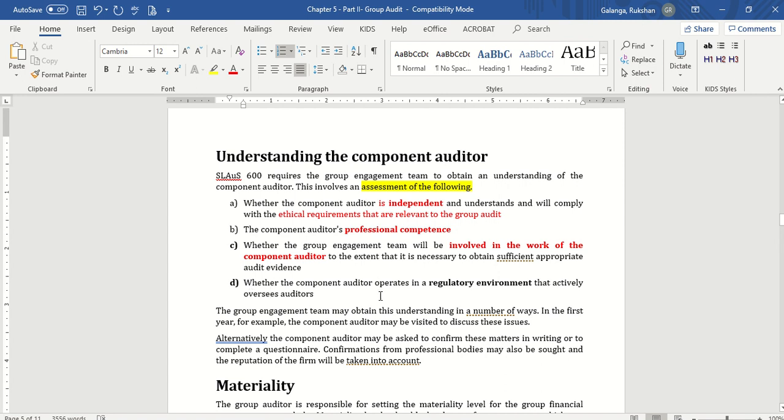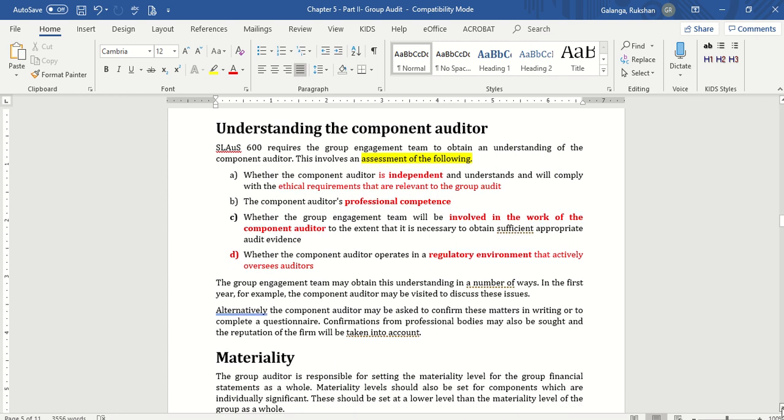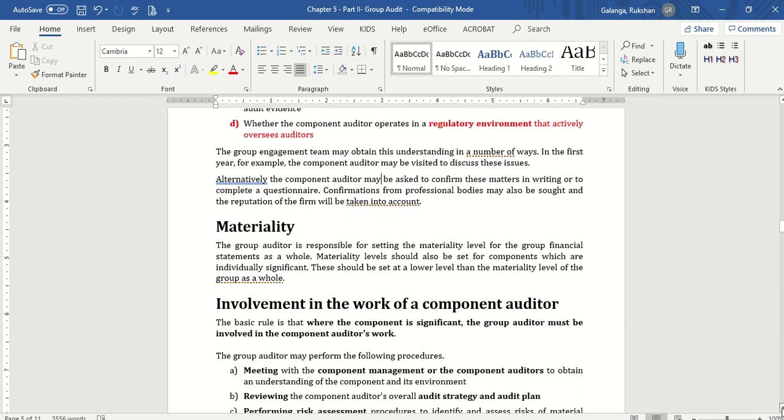Whether the component auditor operates in a regulatory environment that exclusively oversees the auditors, whether they comply with all the regulatory requirements, right? Those kind of things, what normally the auditor can do, they can use questionnaires sent to those auditors. That auditor will answer the questionnaire, send it back, so you can read and come to a particular conclusion, right? That's how normally we get an understanding from the component auditor.